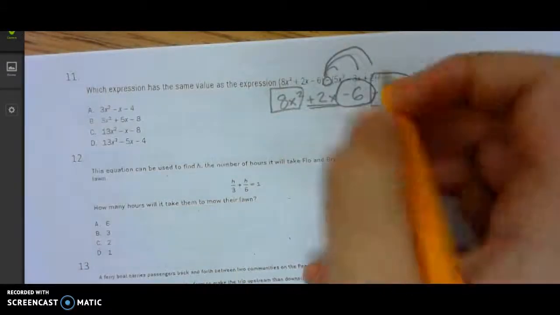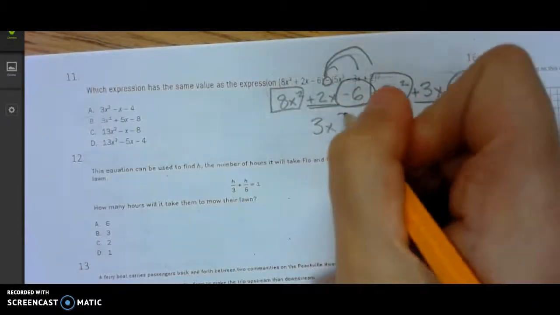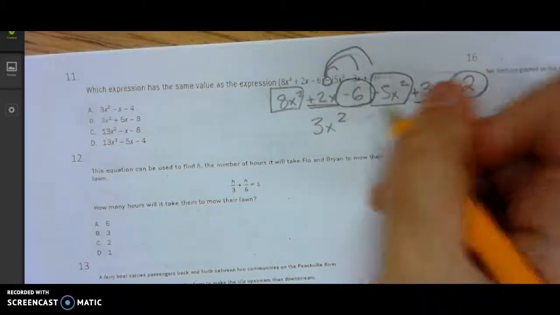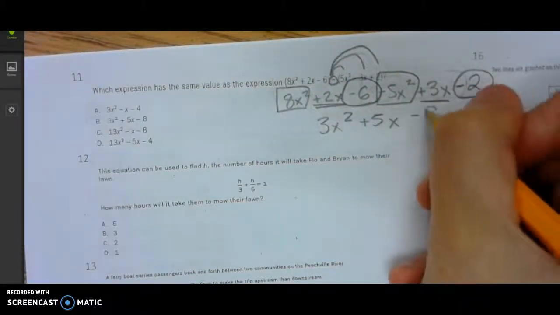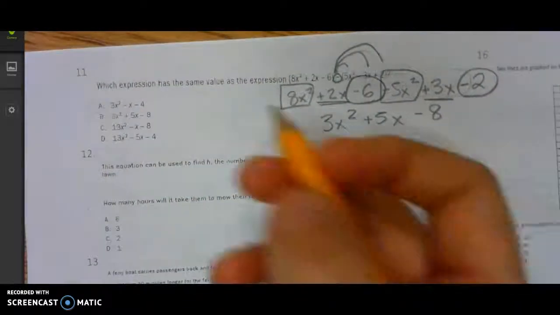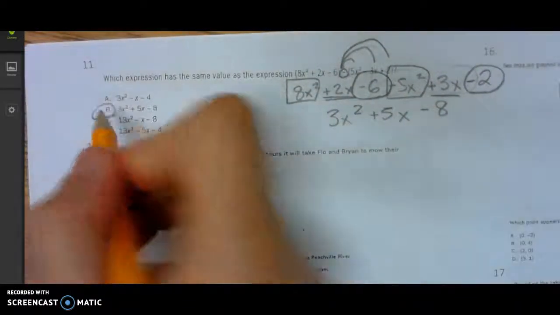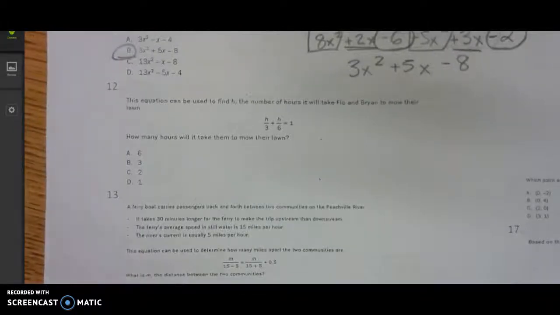8x squared minus 5x squared is going to be 3x squared. Positive 2x, positive 3x, negative 6, negative 2, add. And there's my answer. Come over here. That is B.